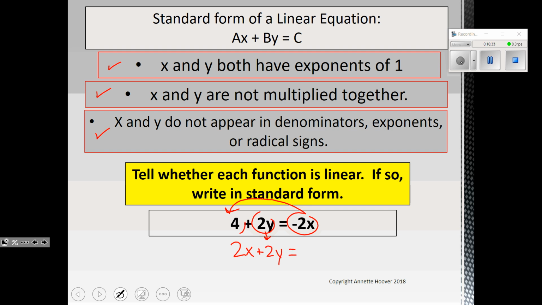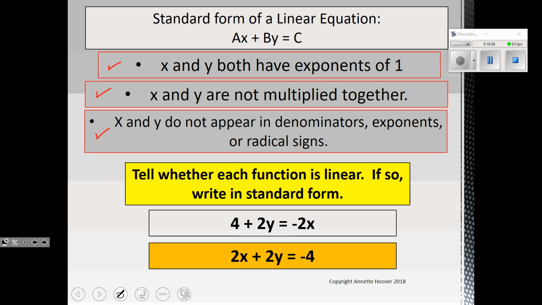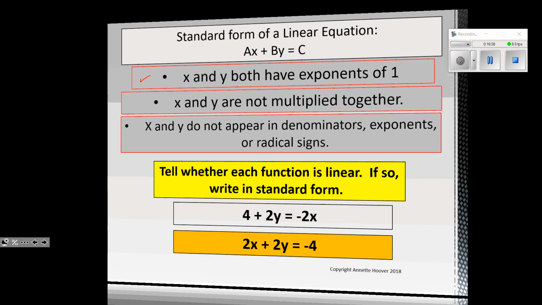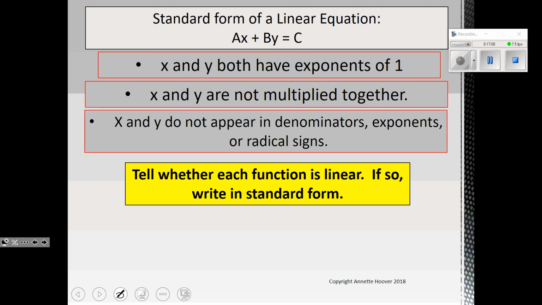And now the 4, I'm going to erase all this so you don't see so many circles and arrows. Now the 4 has to jump the fence. It has to move to the other side, and it will become a negative 4 because you have to subtract 4 on both sides. And there it is, written in standard form. It's just a matter of moving terms from one side to the other, and when they move from one side to the other, they change their sign.